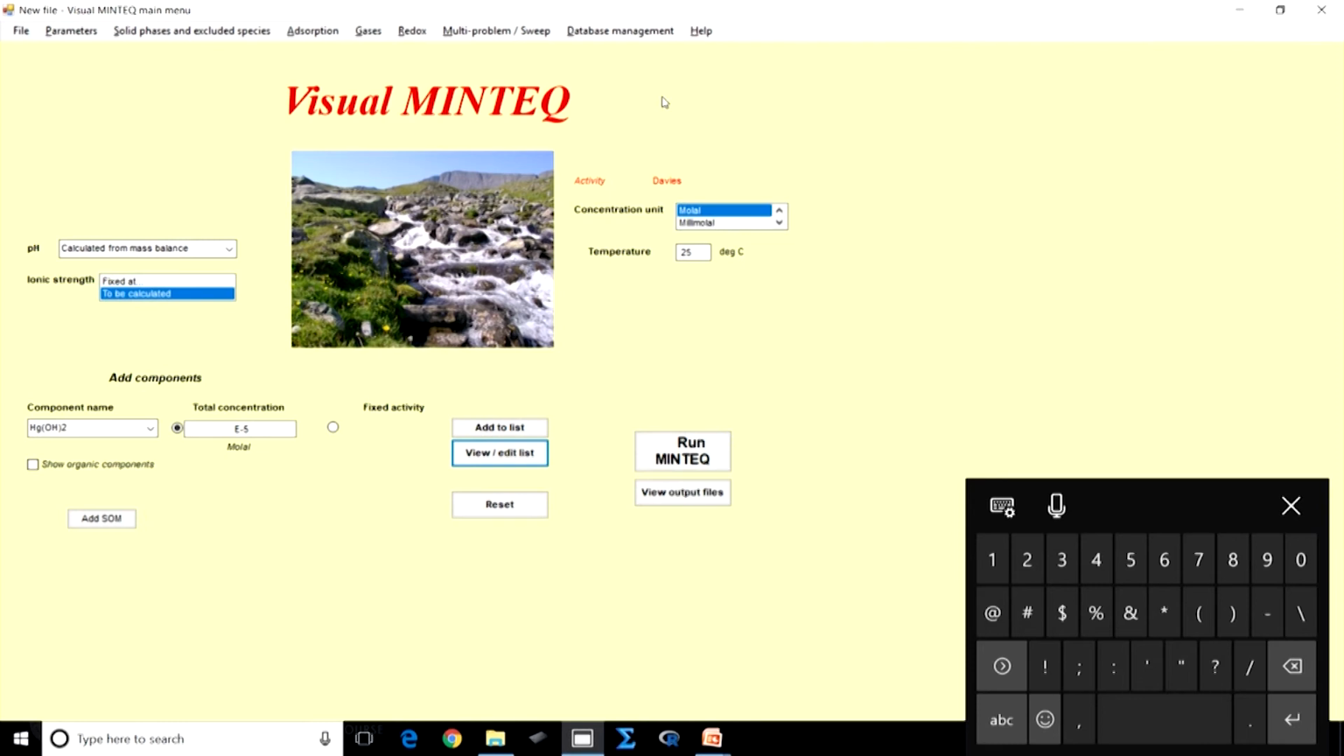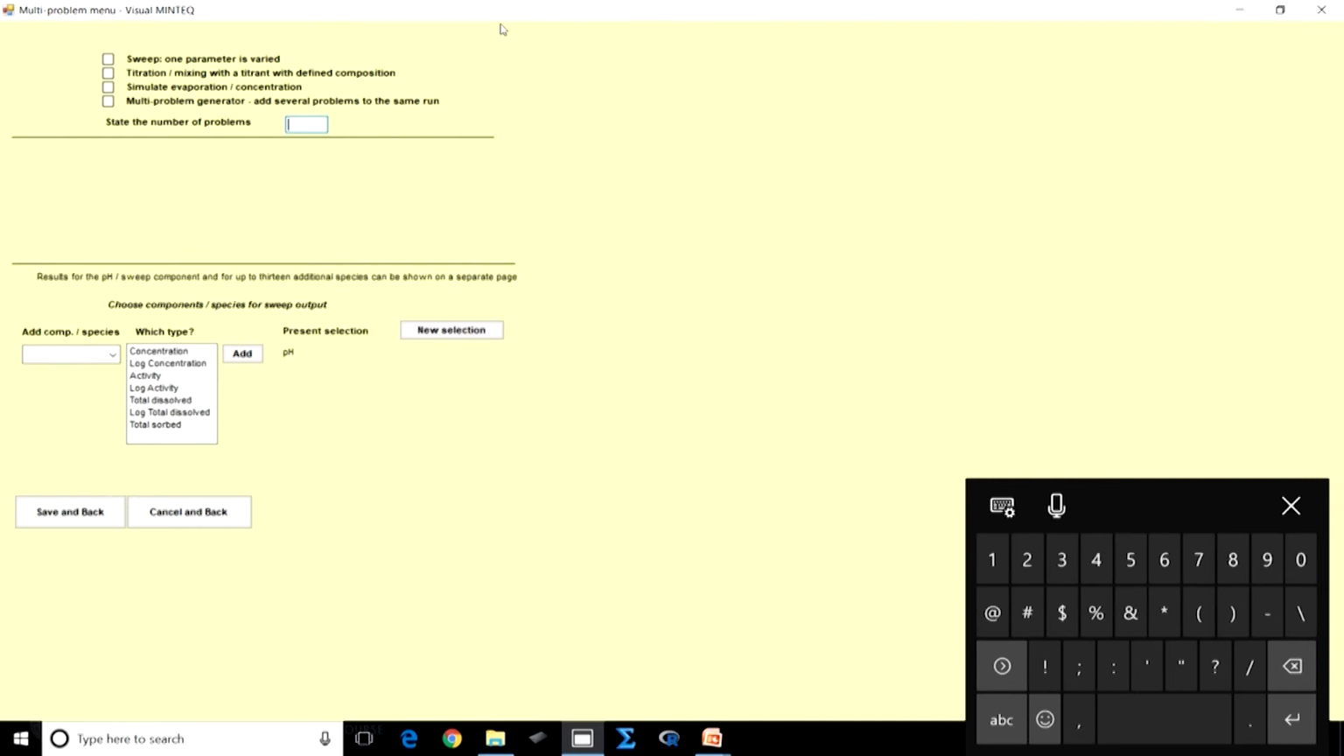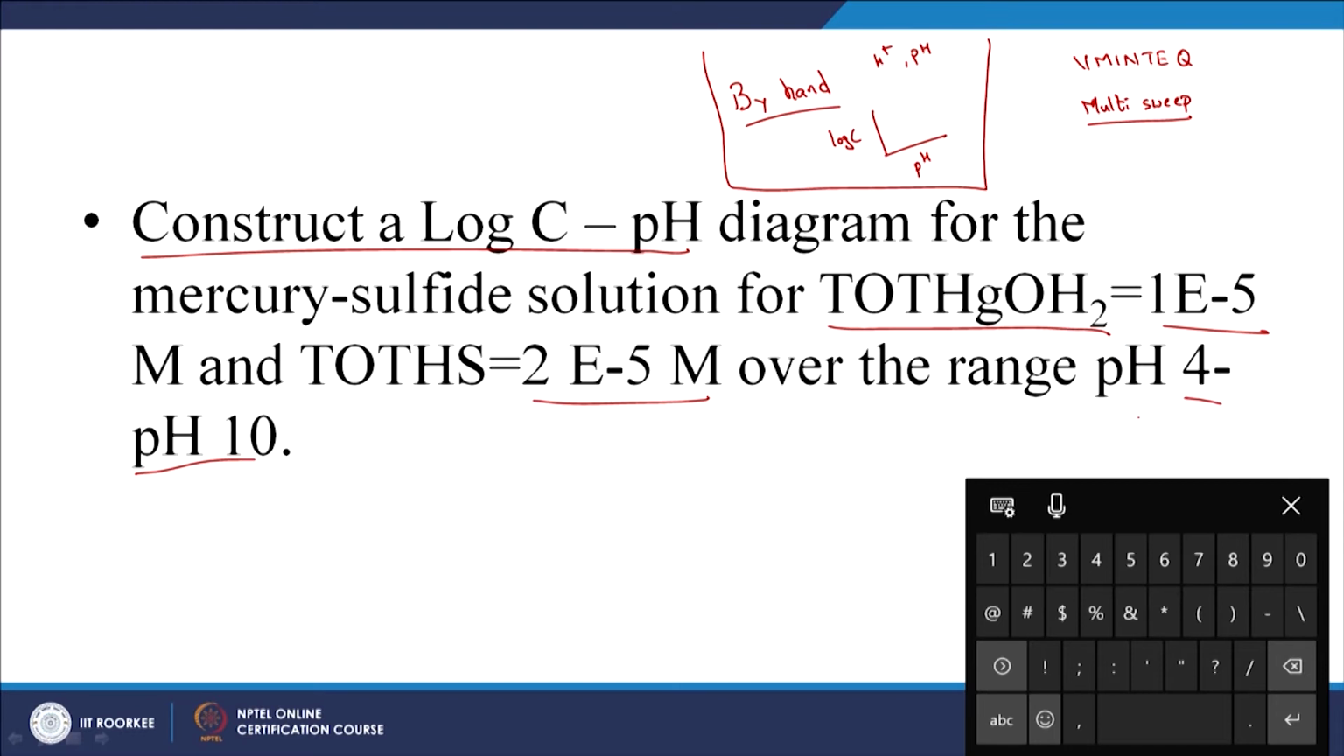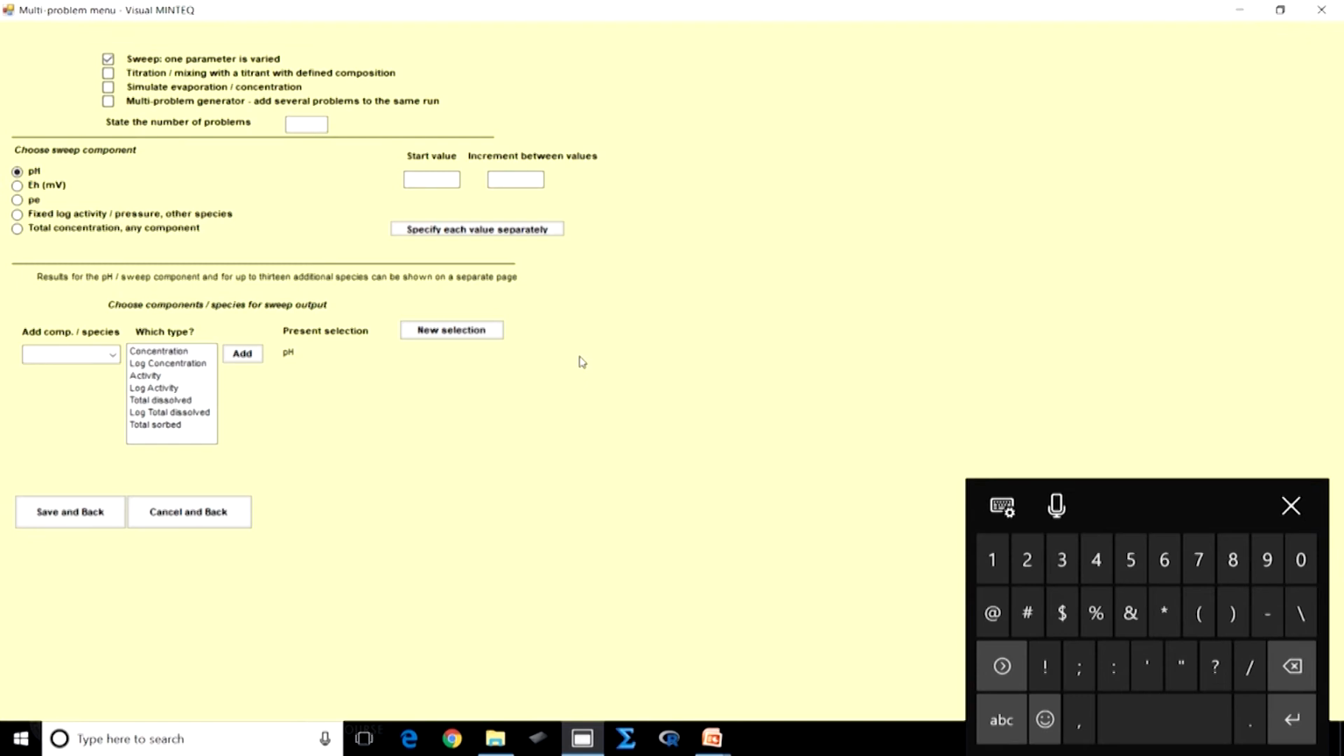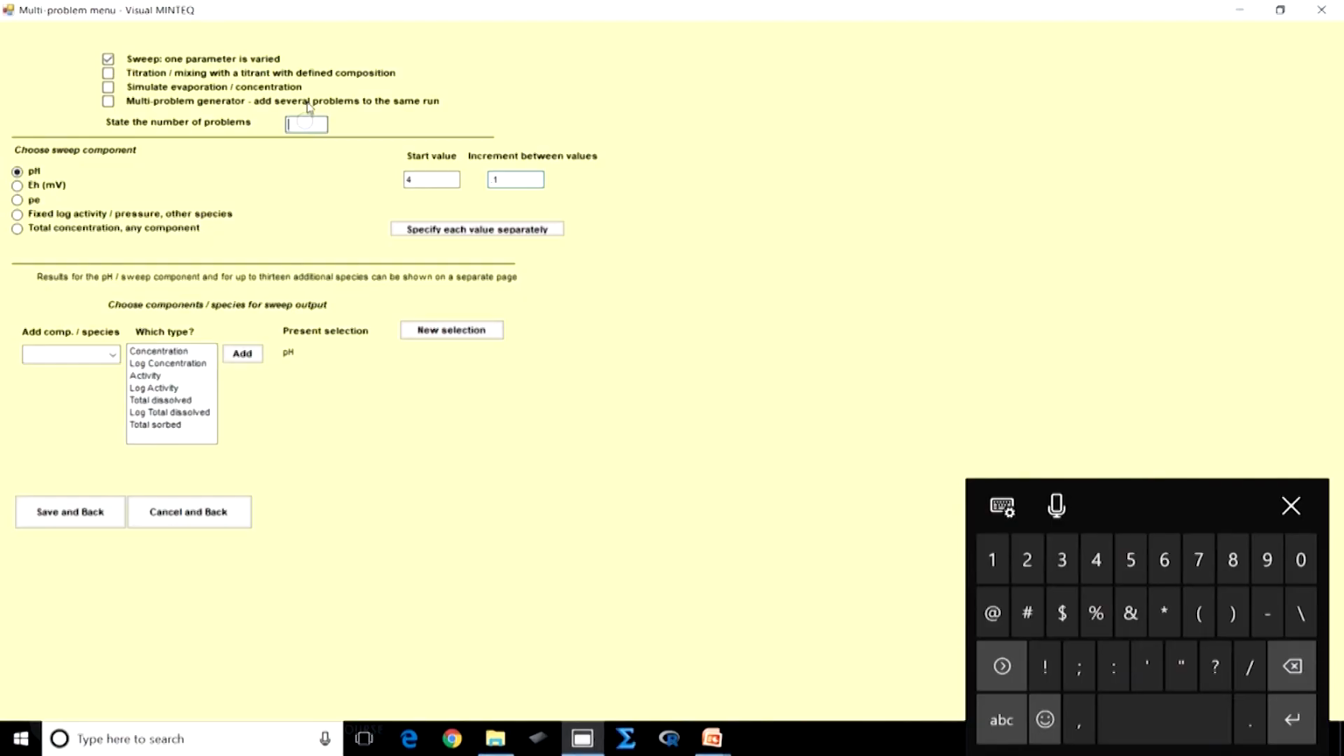And now obviously the multi-sweep problem. Here I'm going to sweep where one parameter is varied. What does the question ask for, if you remember? It wants us to get the relevant information for pH 4 to pH 10. So I'm going to vary the pH and ask VMinteq to do the job for me. Start value would be 4, and increment value would be, let's say, 0.1. So 4.1, 4.2, 4.3, so on until pH 10. So 4 to 10 would be 6, and 6 times 10 would be 60. And one addition, because we need to start with 4, it's going to be a total set of 61 problems.